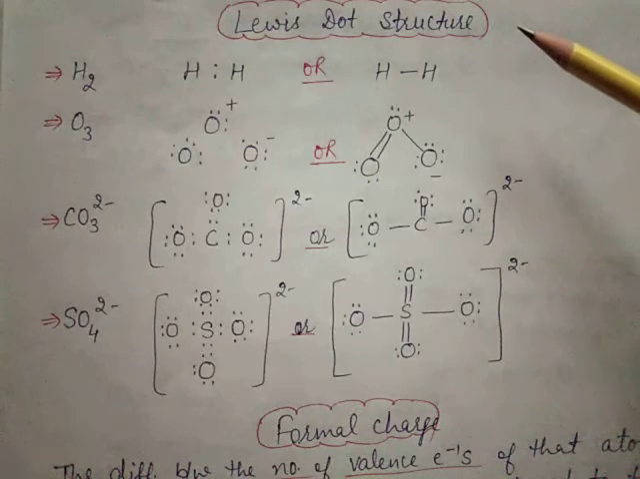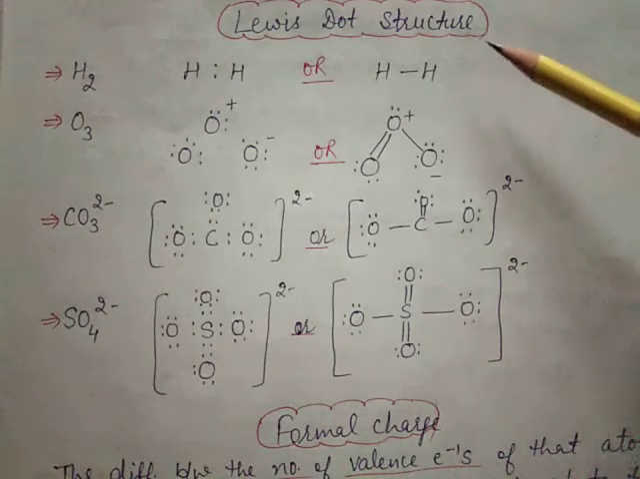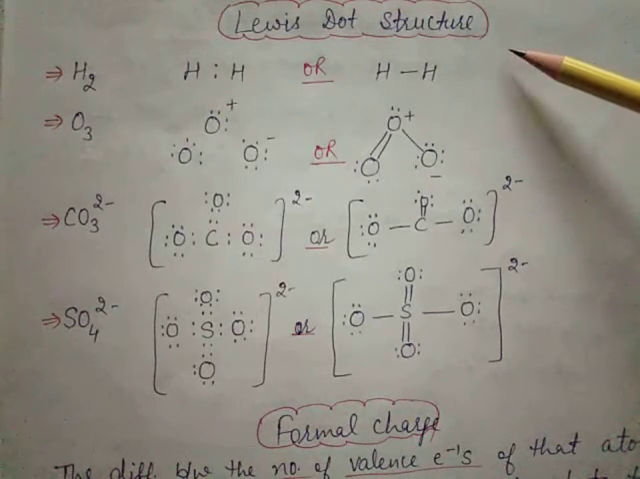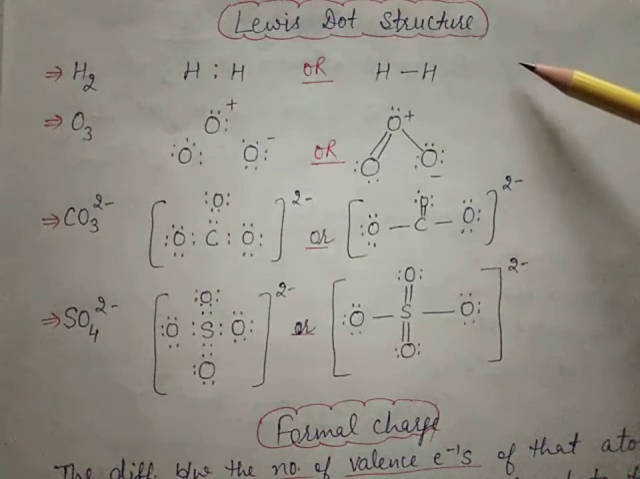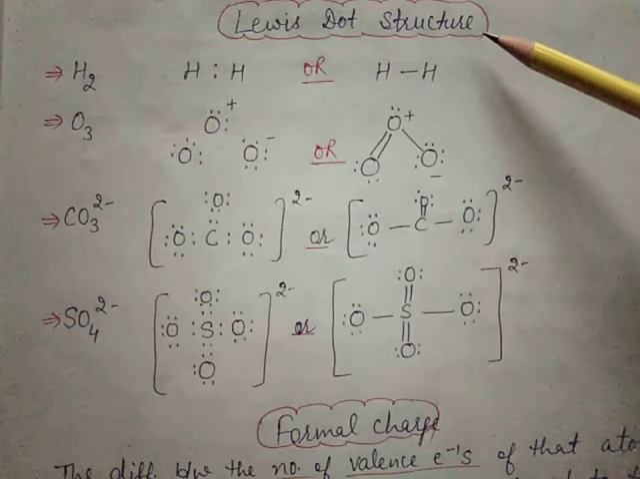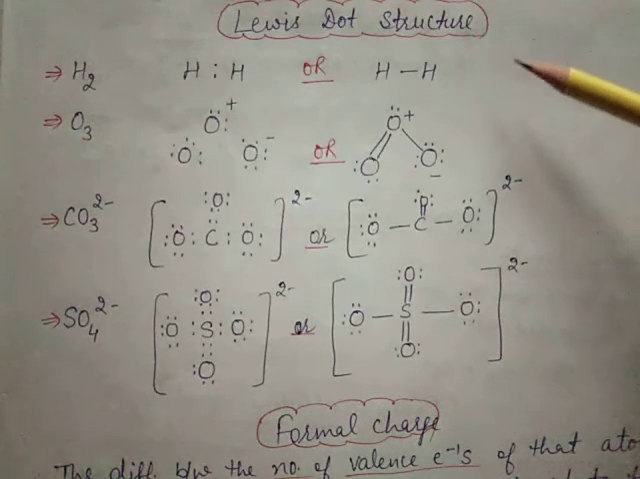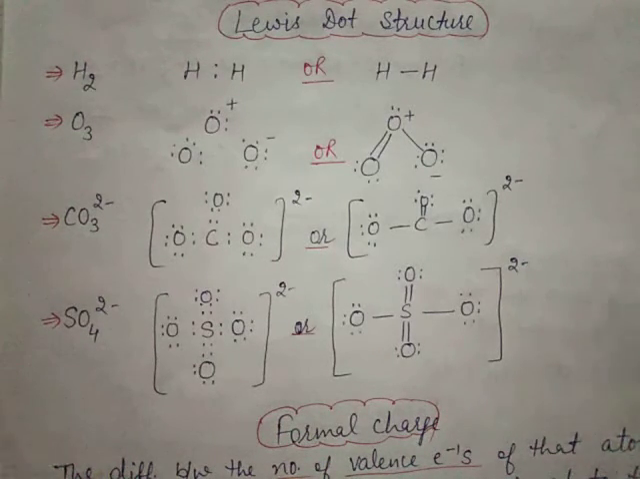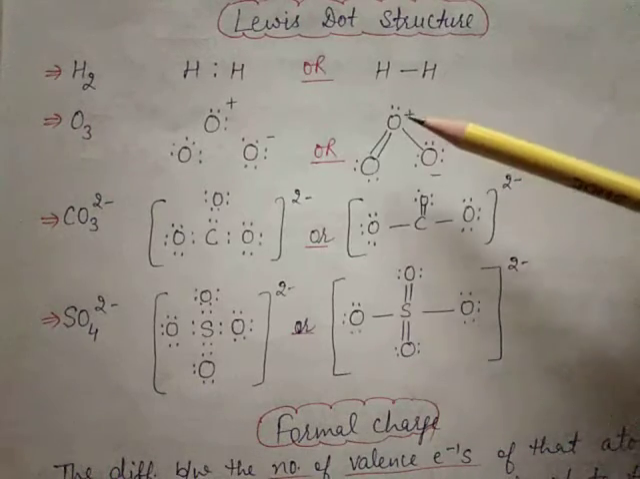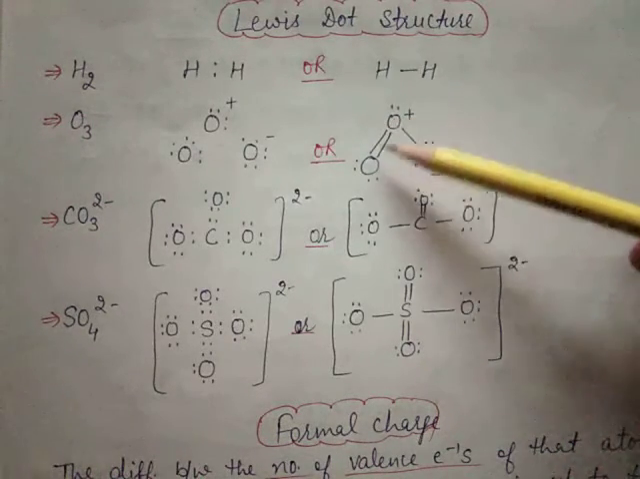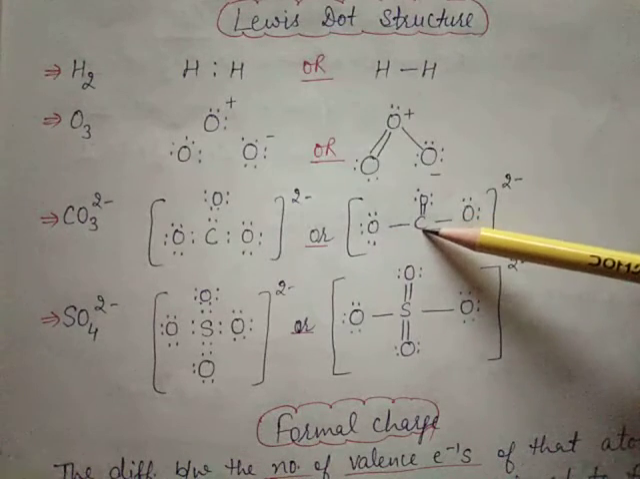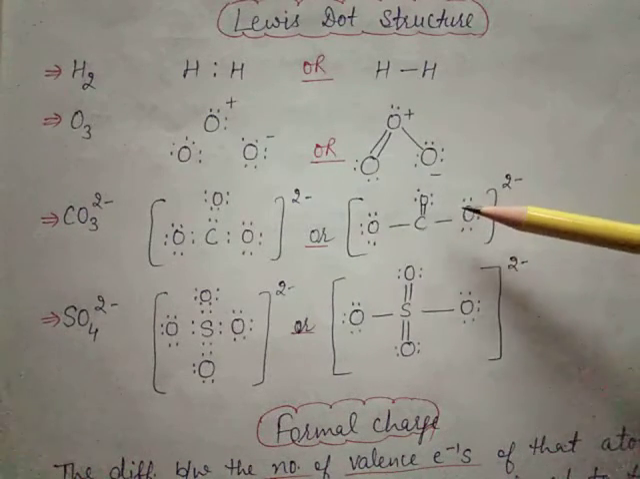Now, what are the steps for writing the Lewis dot structure? First step is count the valence electrons. Second step, put the least electronegative atom in the center with the other atoms around it. Like this. This is the central atom, the least electronegative atom as compared to oxygen, and the other atoms are around it.